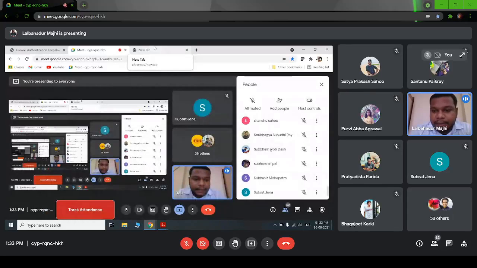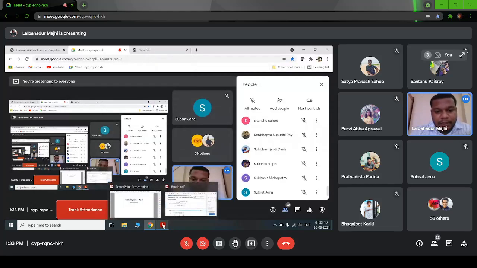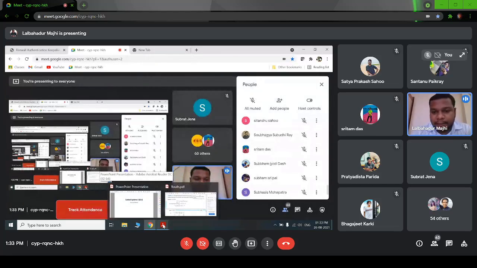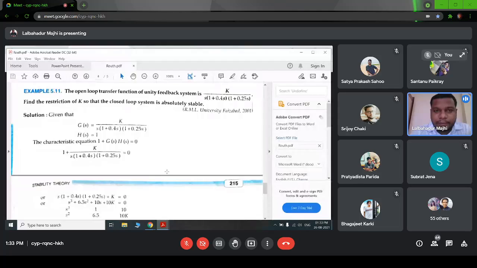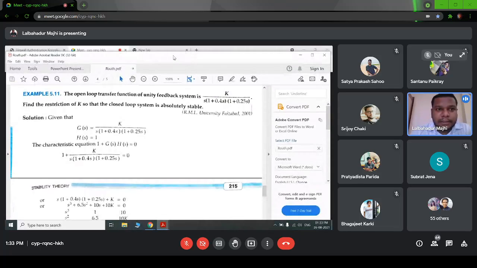Routh-Hurwitz stability criteria. So mainly we will focus on the Routh-Hurwitz stability criteria, because we are going to use that criteria in the root locus method.